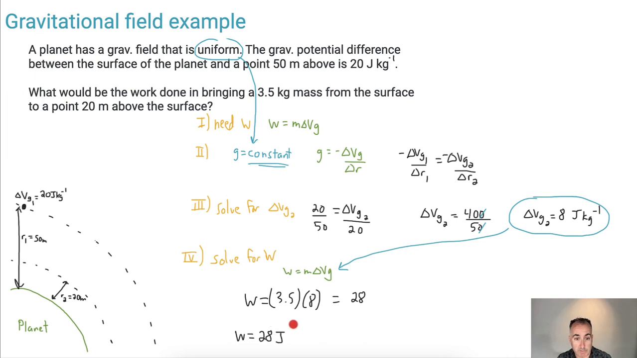Phew. That was a few steps. That's why I thought it would be good to show you an example like this, because you needed to know about the equation for work, and you had to work with gravitational field strength, and it also had to do with gravitational potential. So it's one example that touched on all three of these things we've just learned about.